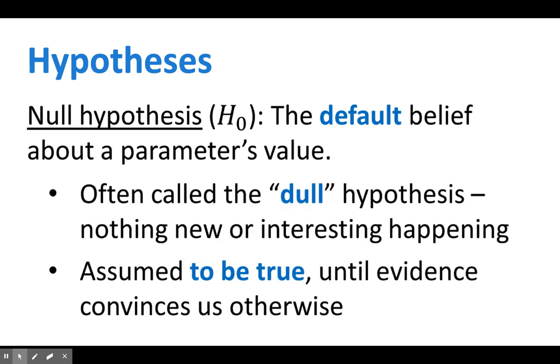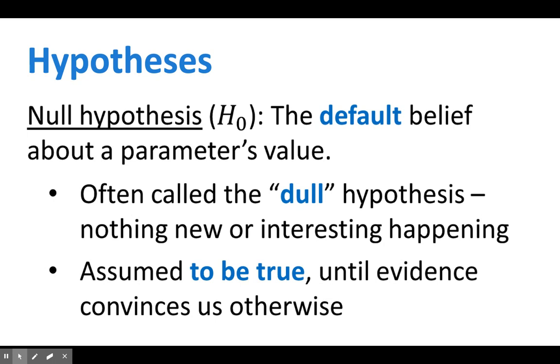And so just a little bit more about the null hypothesis. It's often called the dull hypothesis because it's the one that assumes that nothing new or interesting is happening. And this is the one that, when we're doing our statistics, the way we have to do it, you start by assuming that the null hypothesis is true. And this is kind of like innocent until proven guilty. You assume that the null hypothesis is true until you have convincing evidence otherwise.